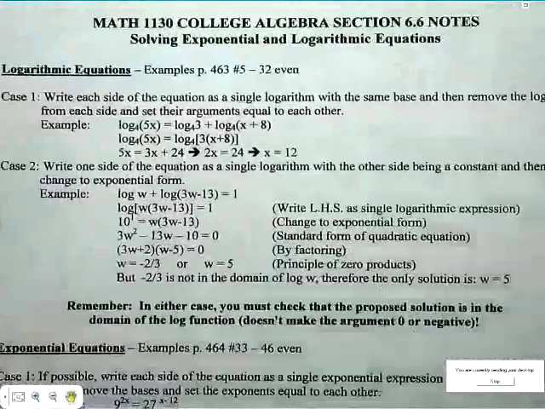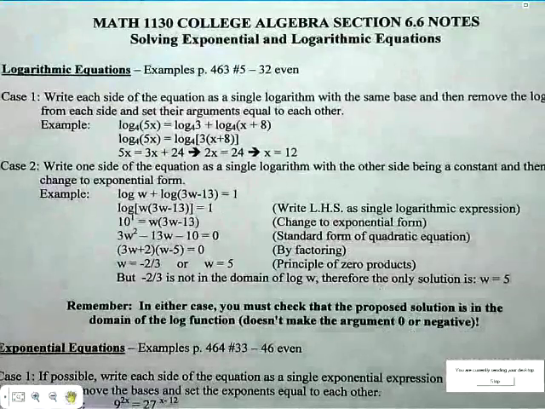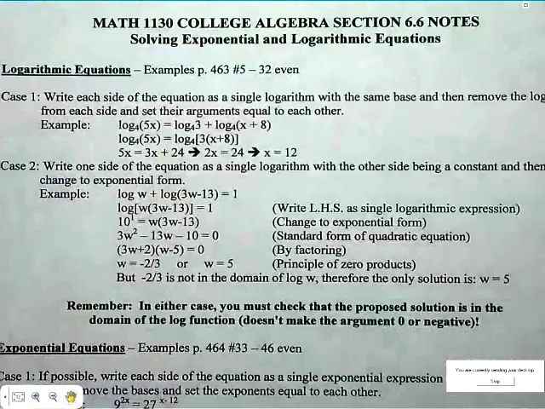Section 6.6, solving exponential and logarithmic equations. We already have a little bit of practice solving each of these. We have solved exponential equations that we could write both sides having the same base. Like if we had an 8 to the something and a 16 to the something, we wrote them both as base 2 and then took the bases off and just set the exponents equal to each other. So we've done some of those.